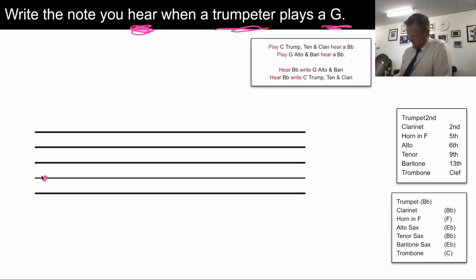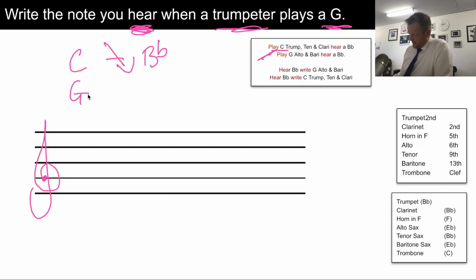So let's put a clef in. So usually if the trumpeter, look at this line, plays a C, we hear a B flat, which is down a bit. So we're going down, maybe we can go down to B flat. So now he's going to play a G going down to a question mark. We don't know what this other note is. So this interval here is a major second. So I've got to go down a major second from G, which is an F, and then I'd write F.